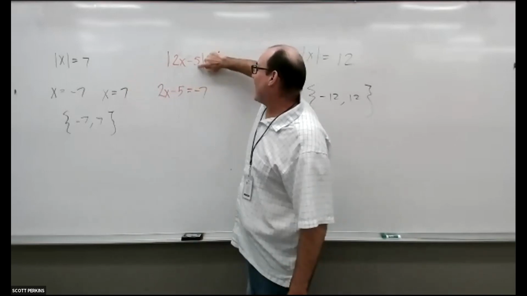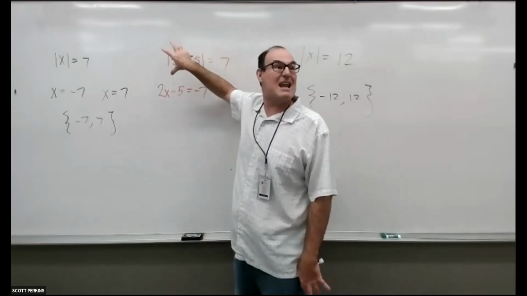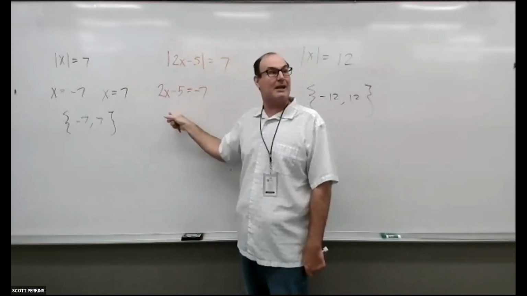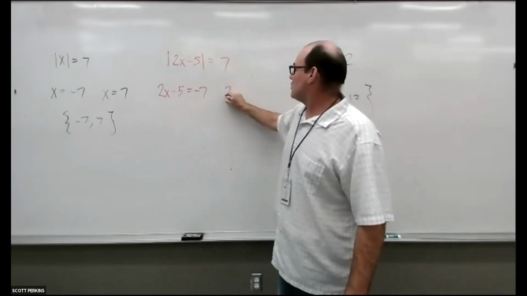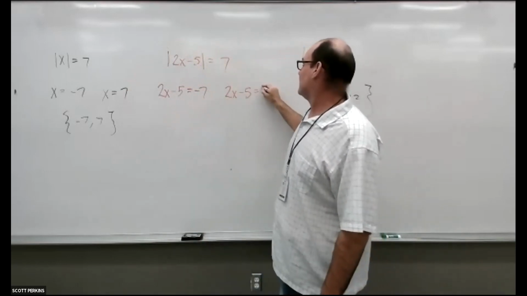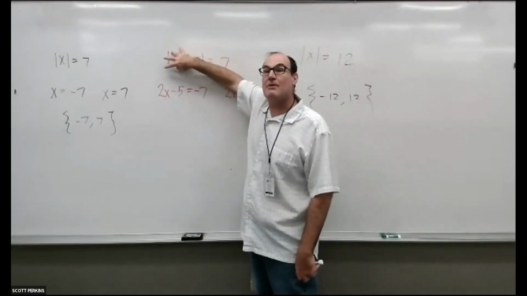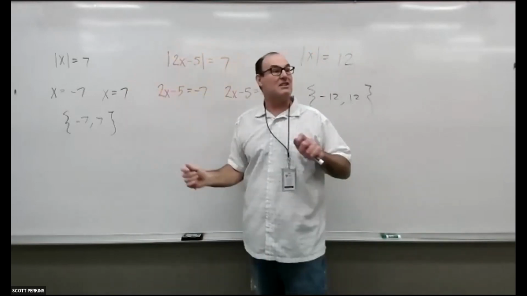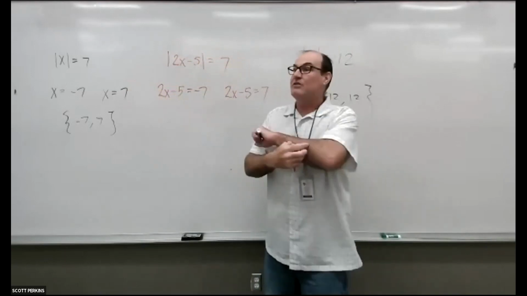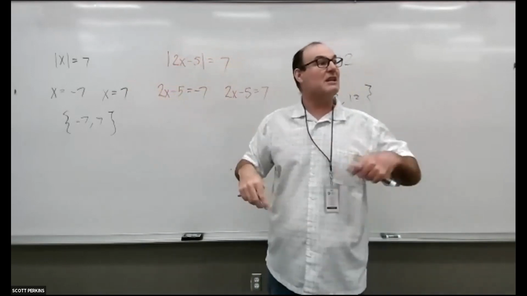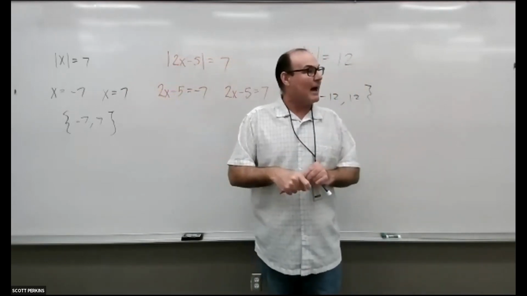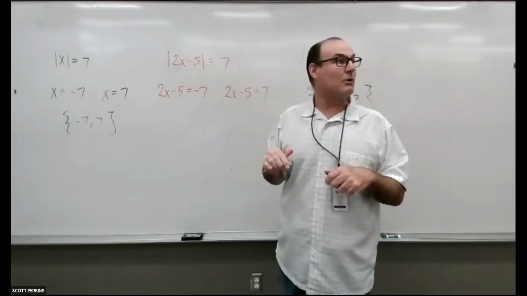So if I was to erase the 2x minus 5 and put a negative 7 there, that's what I've just written. Or the 2x minus 5 could be 7. If I erase the 2x minus 5 in the absolute value bars and put a 7 there, then it's going to work out. And so now I have two equations that I solve, and that's going to give me my two answers that solve this absolute value equation.